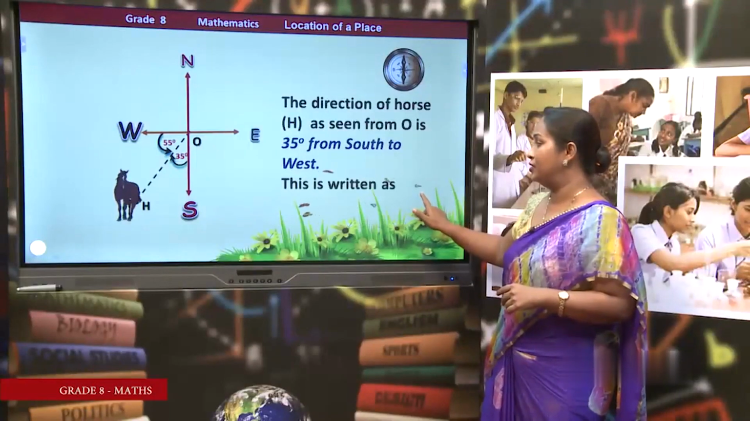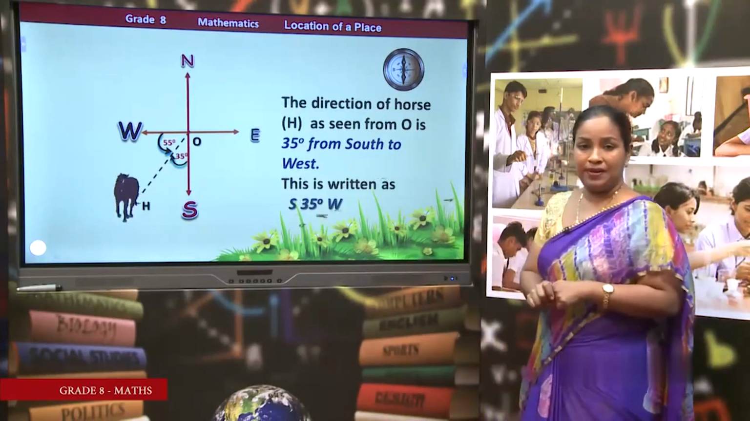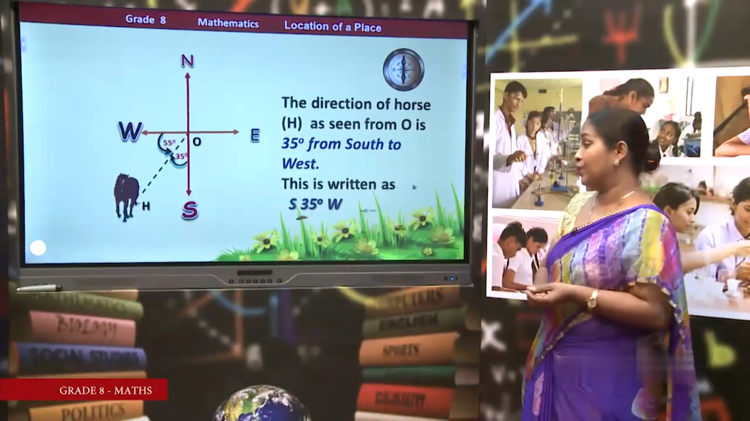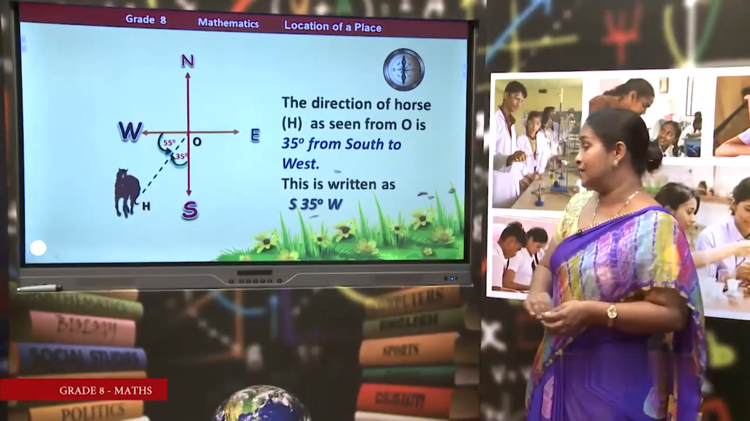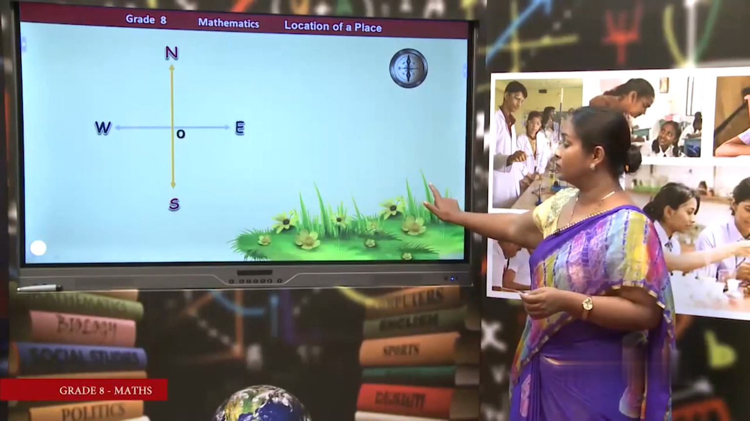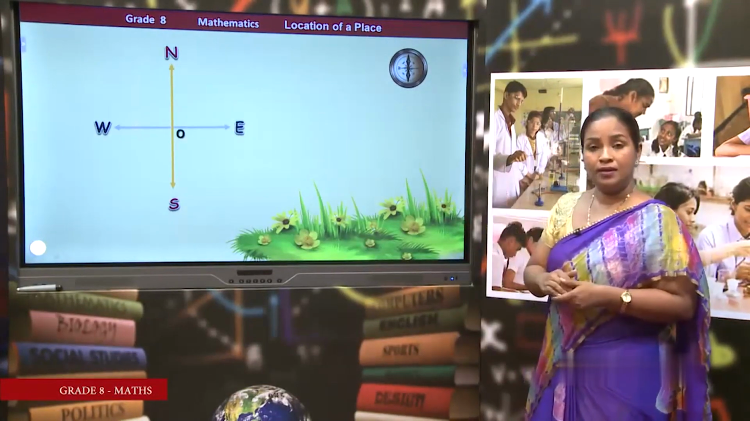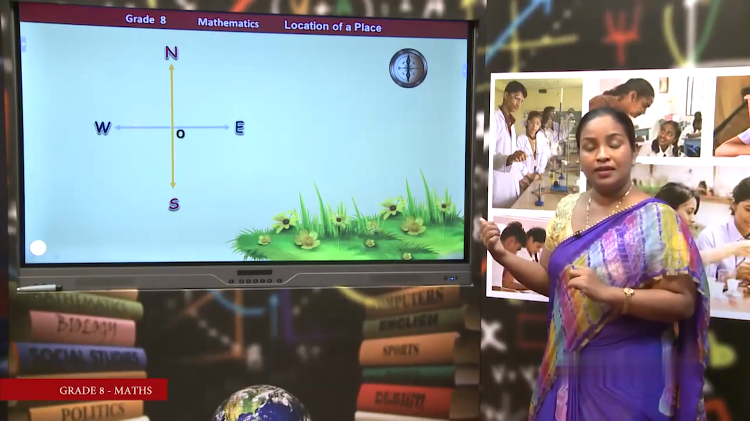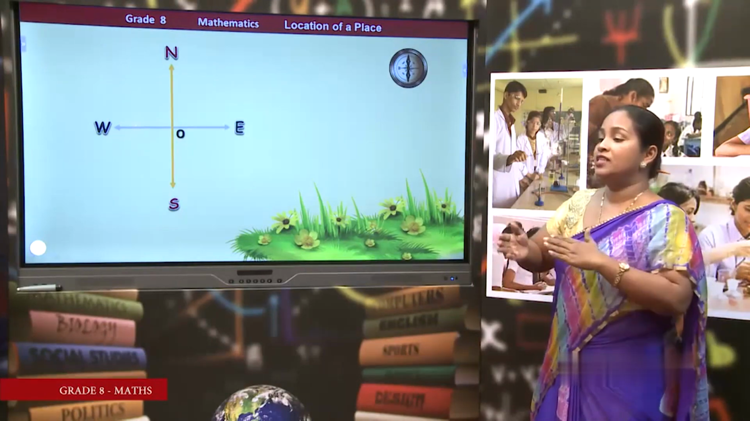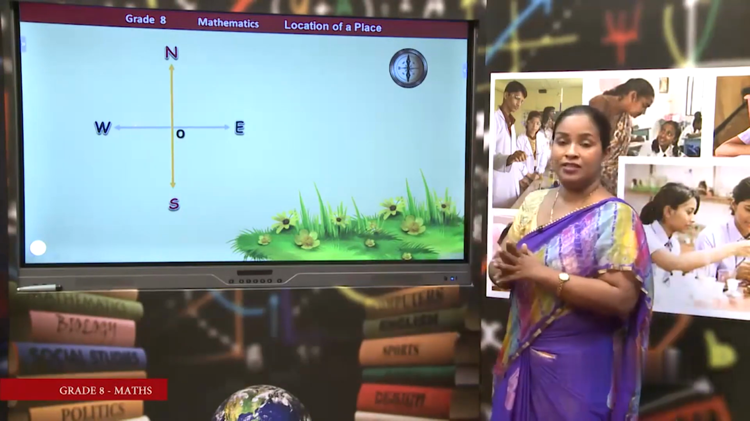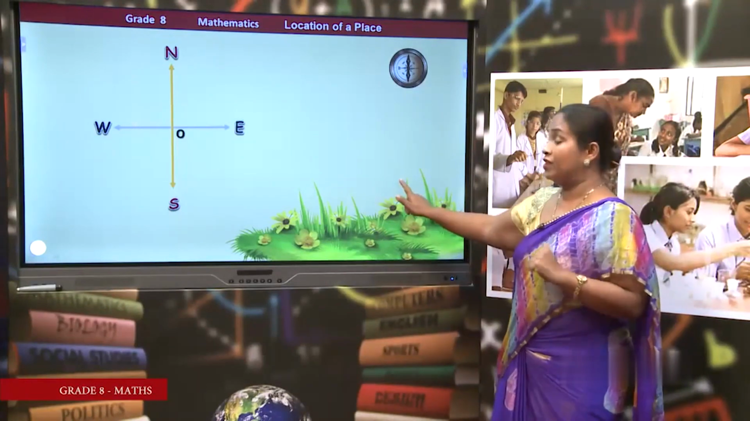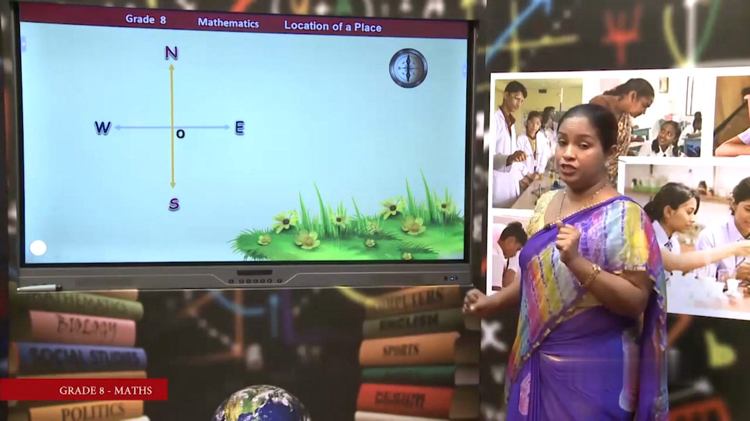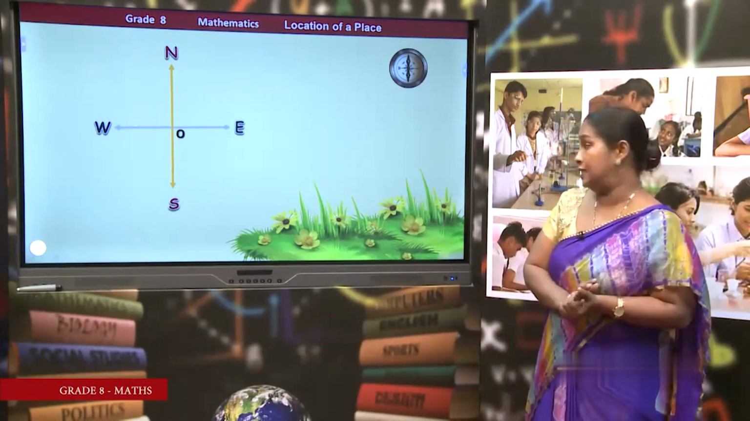How do you write that in a short way? You write capital S 35 degrees, capital W. We will see another example like this. Earlier, we just mentioned the direction only. Did we mention the distance? No. We know the horse is in this direction. Now we are going to check with both distance and direction, the exact position or exact place where the horse is.